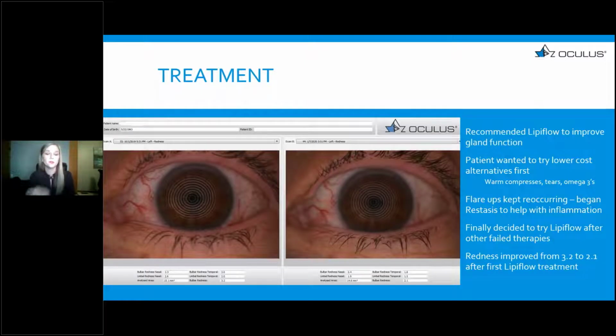Okay, so we started talking about treatment. Clearly, just doing tears and just doing prescription drops was not working. So what I recommended to her was actually doing LipiFlow because that's what we had in the office. This was back in 2019. There are many other treatments on the market that would treat the gland. So basically I just said, you're having a gland issue and we need to target these glands.